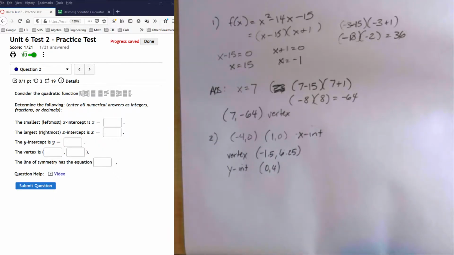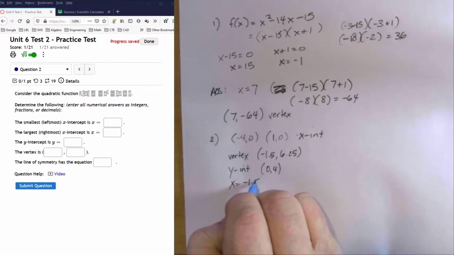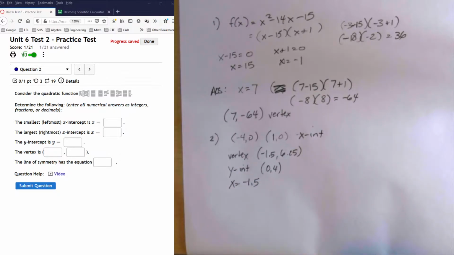I can see that pretty easily from the equation. And they asked me for the line of symmetry. So the line of symmetry is going to be this vertical line right through there. That's going to be where x is equal to negative 1.5. And so we've got the x-intercepts, we've got the y-intercept, we've got the vertex, and we've got the line of symmetry. Okay, so not hard to just plug this in and look these values up, but you do have to know what you're looking for.